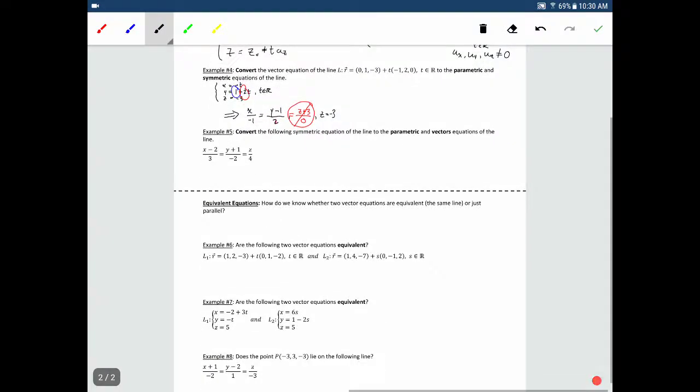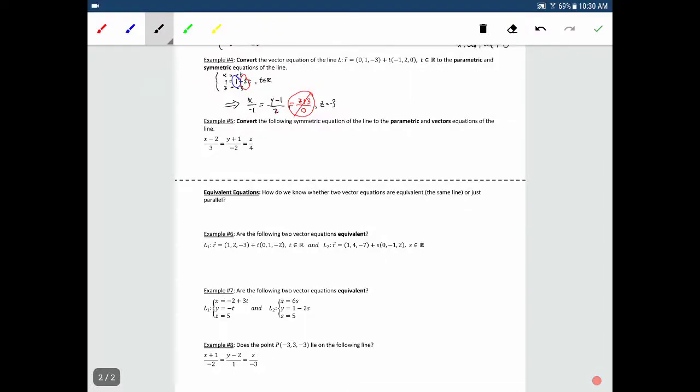I do want you to try example 5 on your own, and we're going to skip this equivalent equations thing for now, and if we have time, we're going to come back to that.